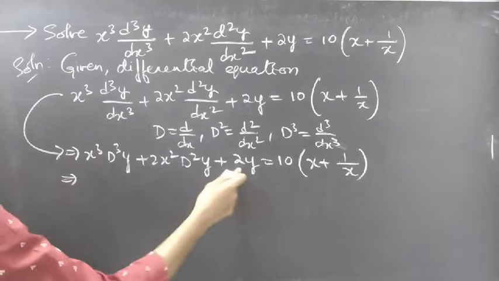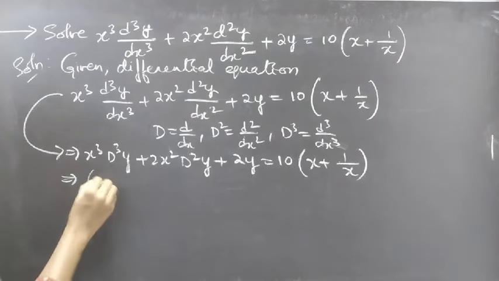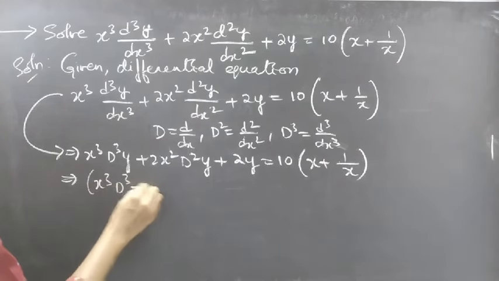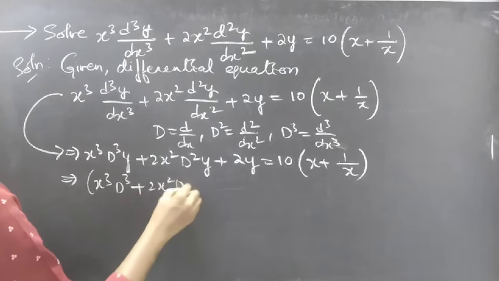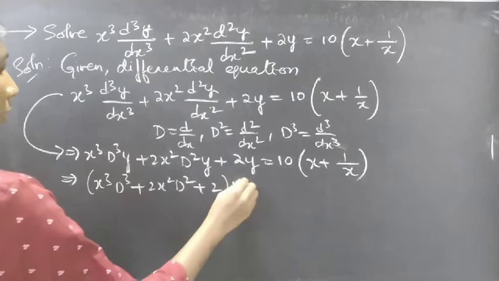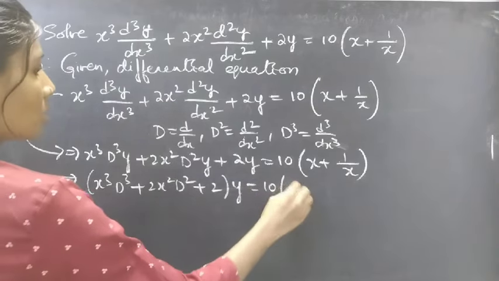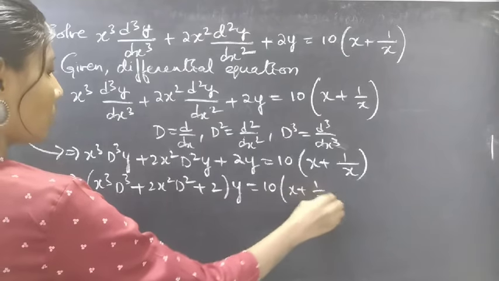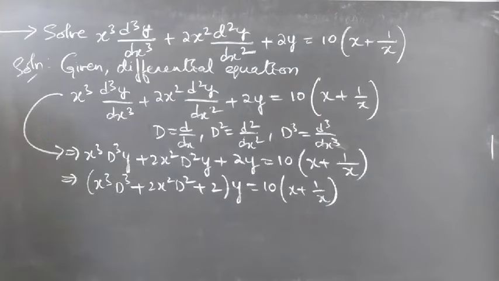Now take y common from all the three terms of the LHS. We'll get x cube D cube plus 2x square D square plus 2, into y, equal to 10 times x plus 1 by x, which is a Cauchy's equation.